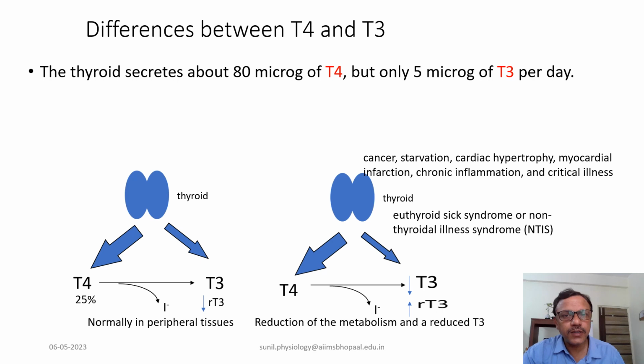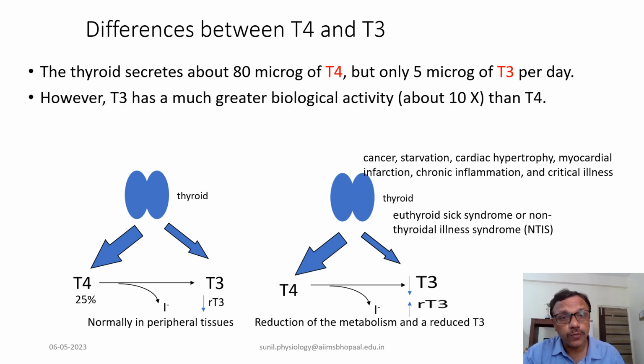Now we will see the difference between T3 and T4. 80 microgram of T4 is produced per day, but only 5 microgram of T3 is produced per day. So the amount of T3 produced is much less as compared to T4. Even though the synthesis and secretion of T3 is less, it has more biological activity as compared to T4, approximately 10 times more.